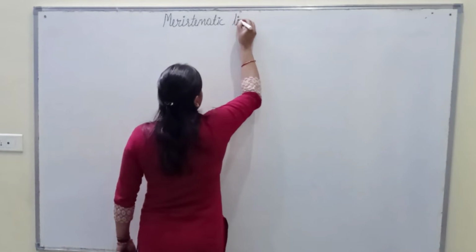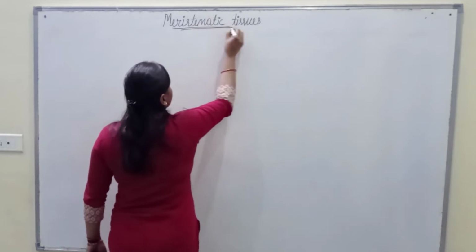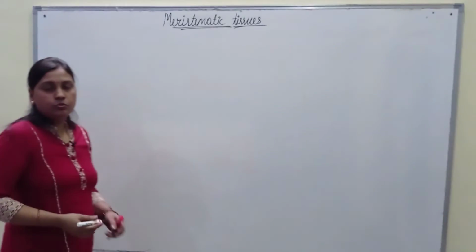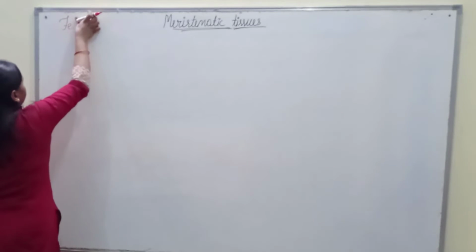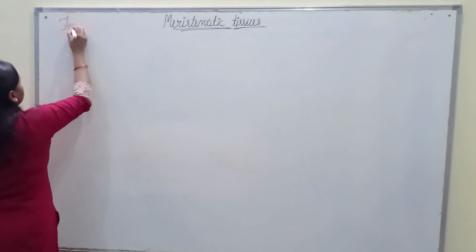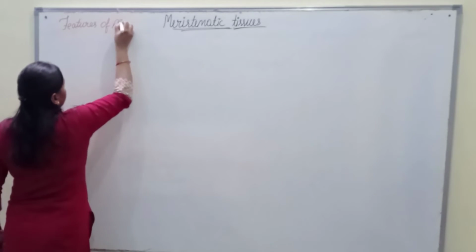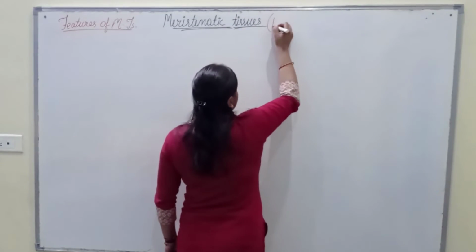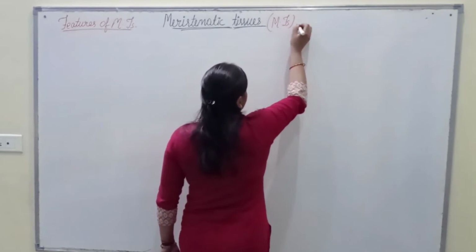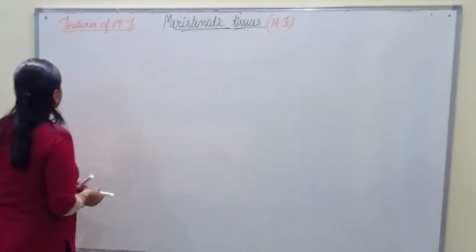Meristematic tissues are dividing tissues. So let us say the features of meristematic tissues. Meristematic tissues, in short, we can also write as MTS. So let us discuss the features of meristematic tissues.